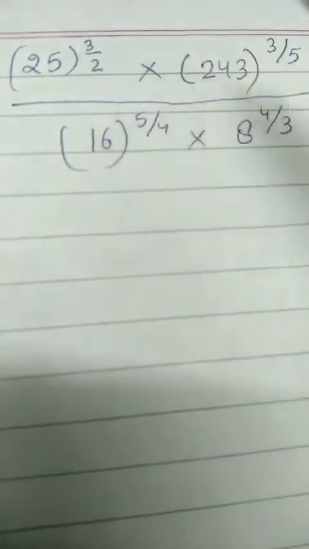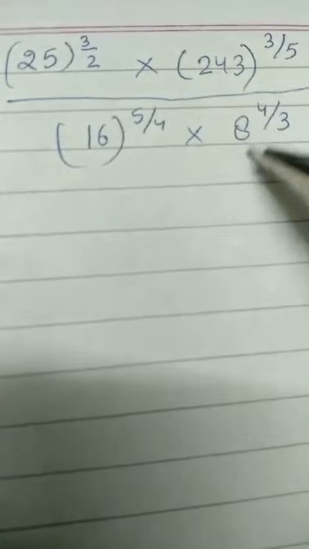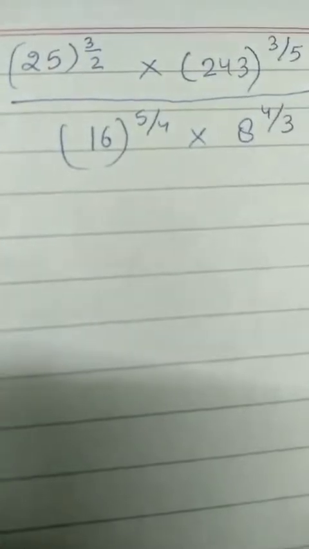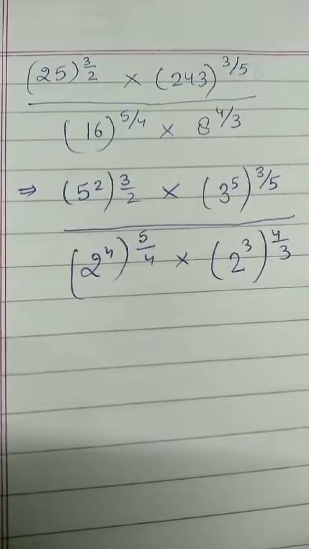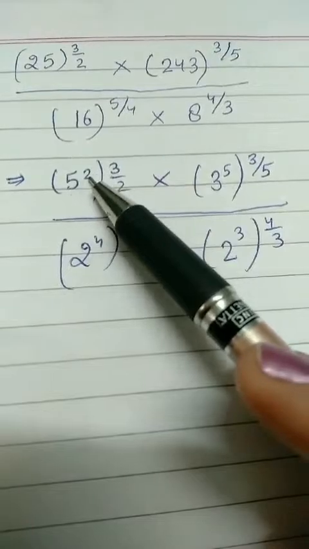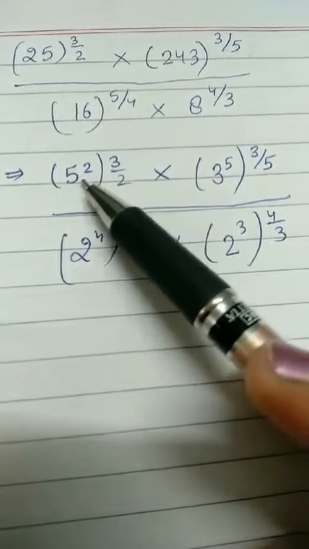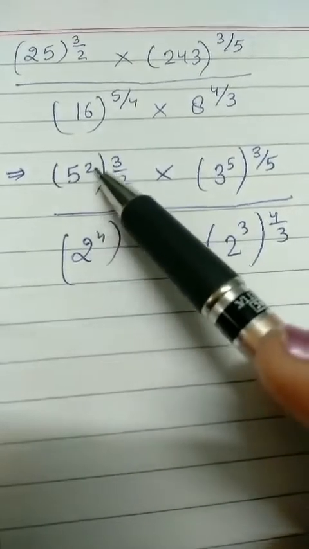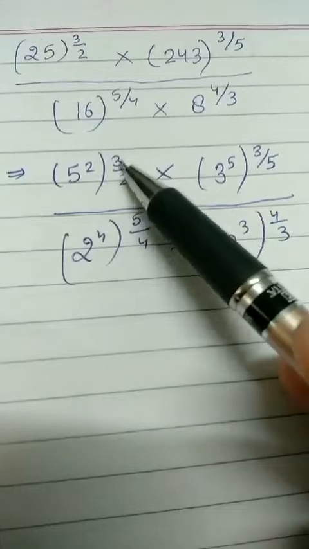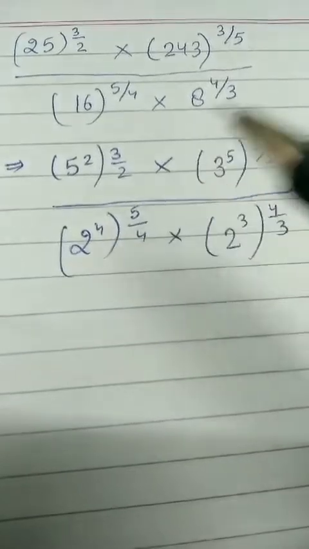Now these are simple ones. You know 25 is 5 into 5, that is 5 square. 243 is 3 raised to power 5. 16 is 2 raised to power 4 and 8 is 2 raised to power 3. So we can write it like this. Now at this point, this is a raised to power m raised to power n. That means we have to use the law a raised to power m raised to power n is equal to a raised to power m into n.